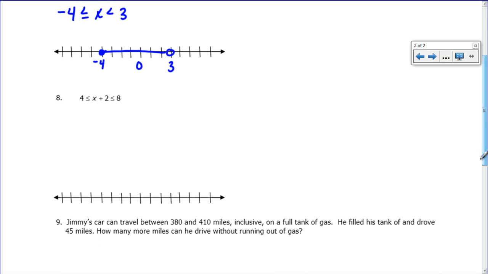Number 8 here, same kind of problem. It's a little simpler though. I have x + 2 in my inequality, and to get x by itself I have to subtract 2 in the middle, on the left, and on the right. When I do that I get 2 is less than or equal to x is less than or equal to 6. So I'll put this on here. Here's my 0, so here's 2 and 6. They both have the or equal to, so I get to color in both circles, and since x is in between them I just connect them in the middle.